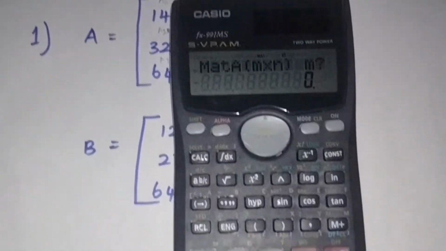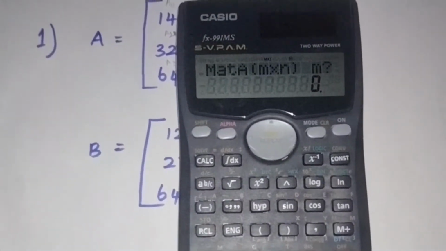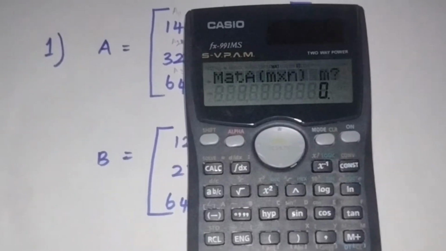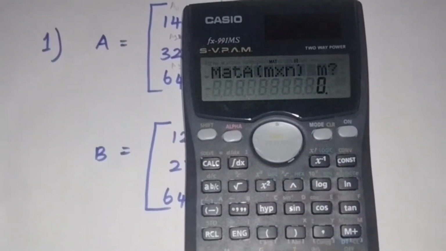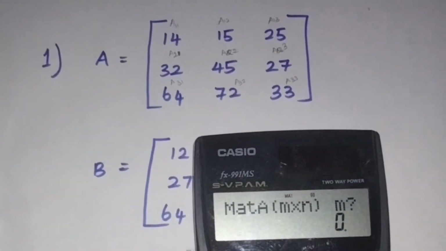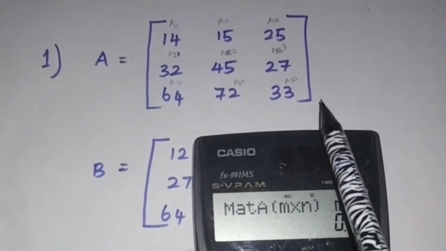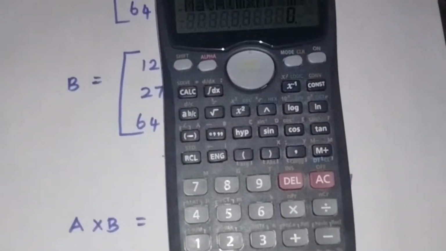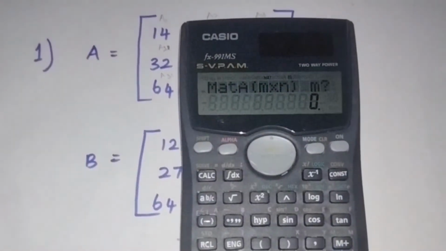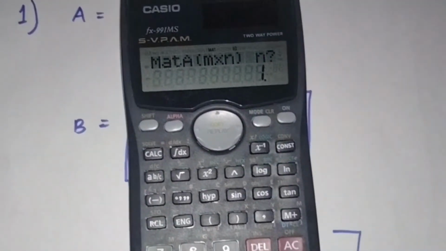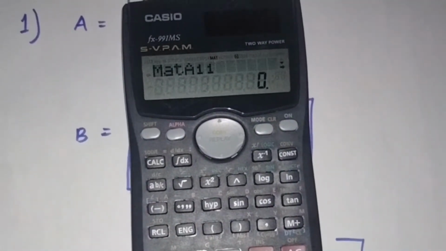After that it will show matrix A, M by N. It is nothing but rows and columns. Here we have a 3 by 3 matrix, right? So you just enter the value of M as 3. After that it will ask the N value, so you enter the N value as 3.